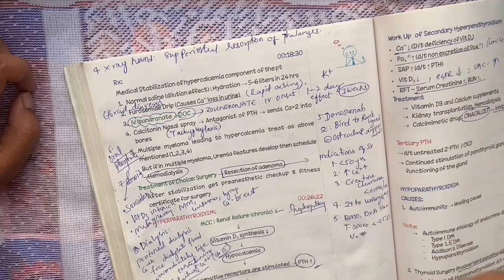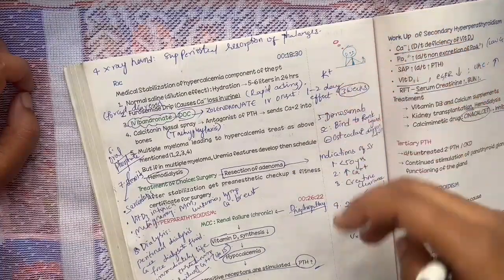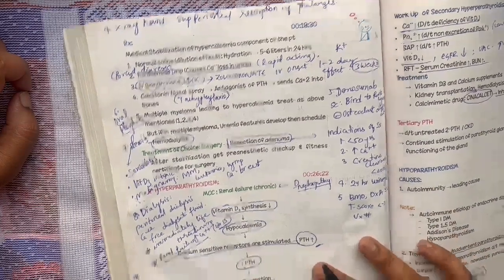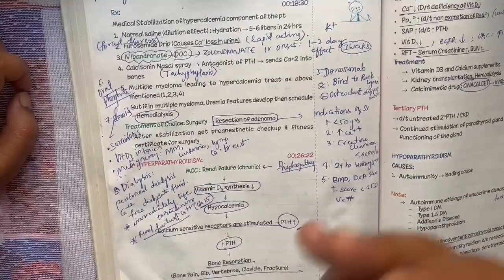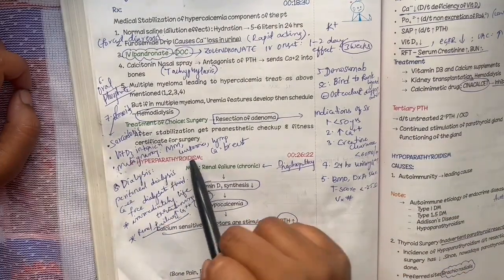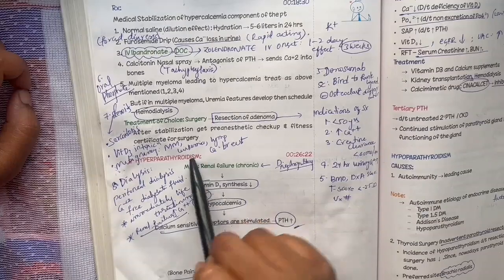So PTH is increasing, serum calcium is increasing, serum phosphate is decreasing, and serum alkaline phosphatase is increasing. So I'll make a small flowchart of this. It will be easier for you. Coming to secondary hyperparathyroidism, what is happening in secondary hyperparathyroidism?